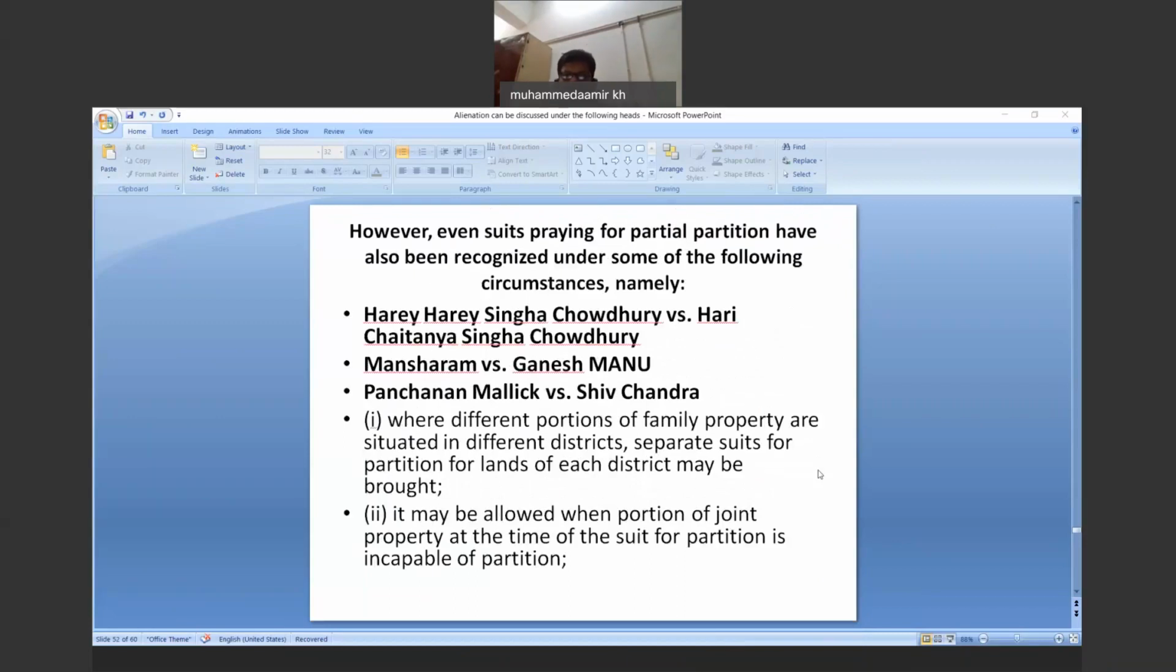However, even in suits, pleas for partial partition have been recognized under various circumstances. There are a few cases in which these principles have been propounded for the concept of partial partition. The very first case in front of your screen is Hari Hari Singh Chaudhary versus Hari Chaitanya Singh Chaudhary. The second case is Manasha Rama versus Ganesh Manu. And the third case is Panchan Malik versus Shiv Chandra.